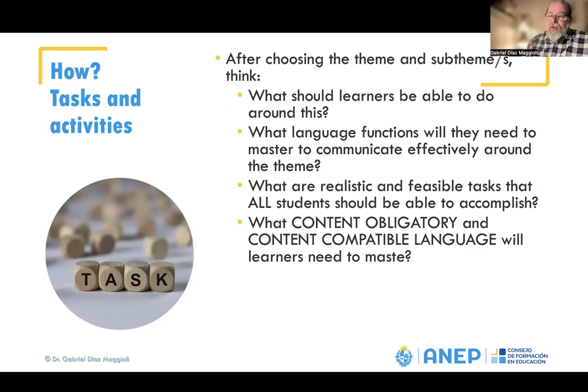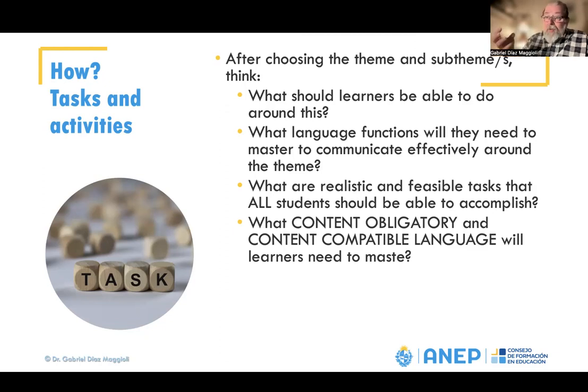Choose the ones that you feel that students really need to be able to do what you have decided as a learning outcome. And once you have discussed that, you have discovered that, and you have put it down to paper, think about what are realistic and feasible tasks that all students, and not just the ones who study English privately, should be able to accomplish. How do you decide that? Well, first, think of this. This is a theme. The theme conveys some content. The content requires some vocabulary, right? So that is content obligatory language. If you want students to talk about a topic, they need to know the vocabulary. And you need to teach them the vocabulary, and they need to practice the vocabulary so that they can learn it.